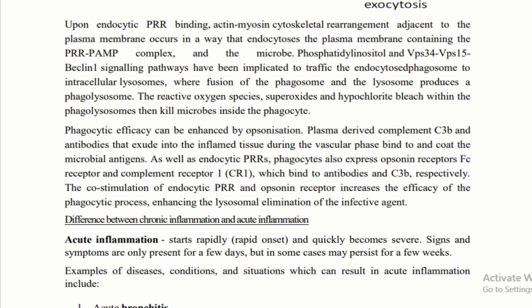Phagocytes also express opsonin receptors, Fc receptor and complement receptor 1 or CR1, which bind to antibodies and C3b, respectively. The co-stimulation of endocytic PRR and opsonin receptor increases the efficacy of the phagocytic process, enhancing the lysosomal elimination of the infectious agent.